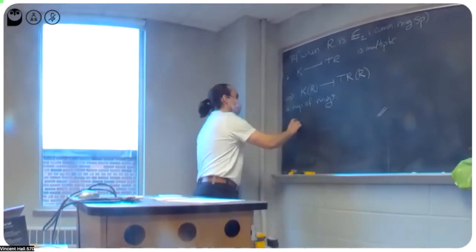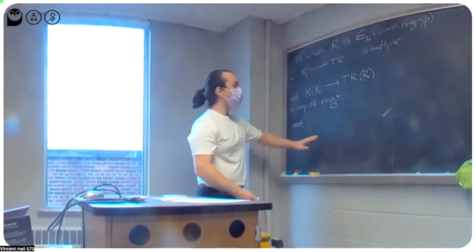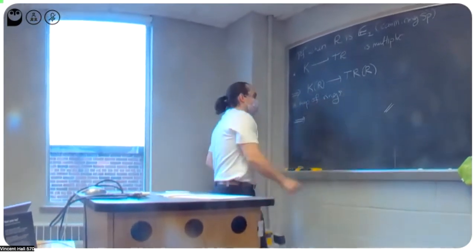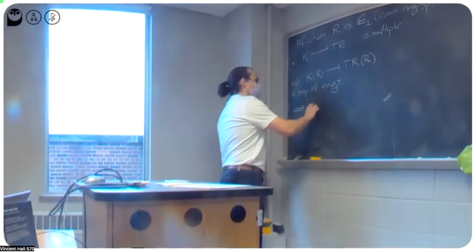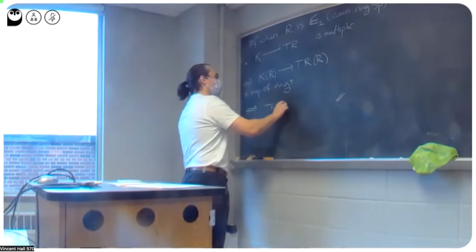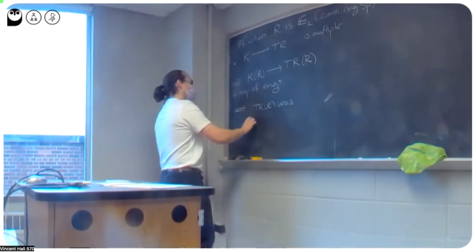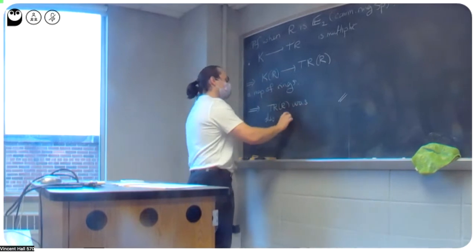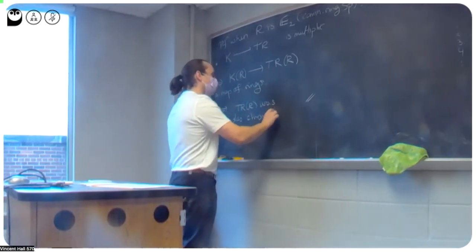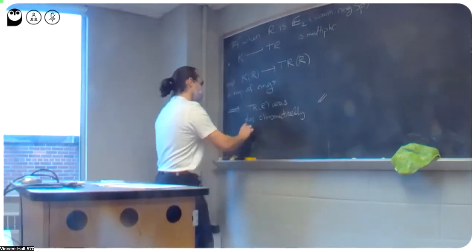So this basically tells us, not for free because we needed that theorem, but this tells us that TR was also chromatically uninteresting.